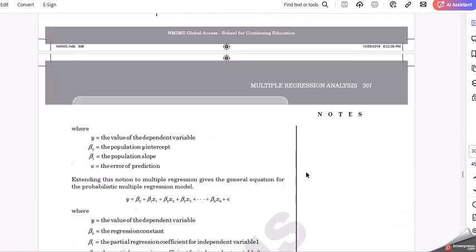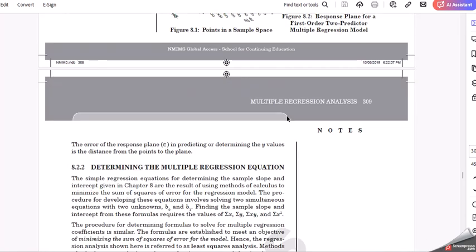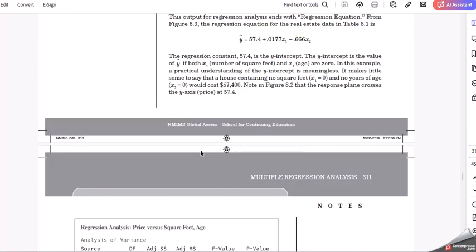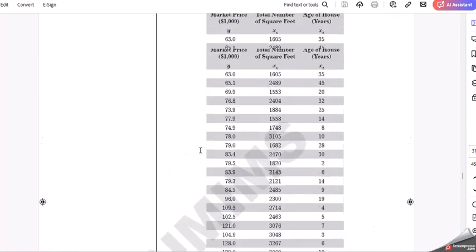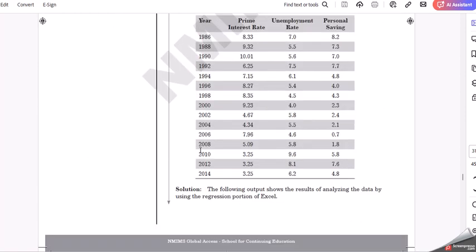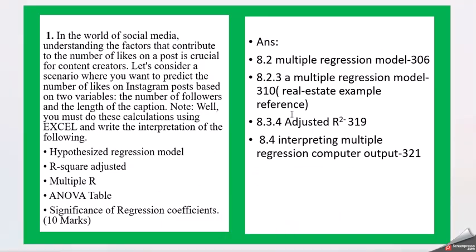Multiple regression model: the basic one you can take up, and then the multiple regression model with two independent variables. Okay, multiple regression model. So just run through the basic information. You don't have to write everything in this, but it is good to back it up with a little theory behind it.